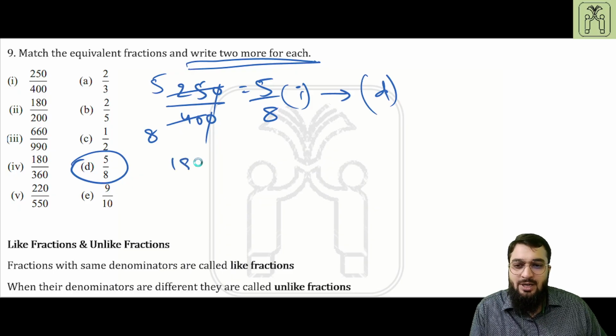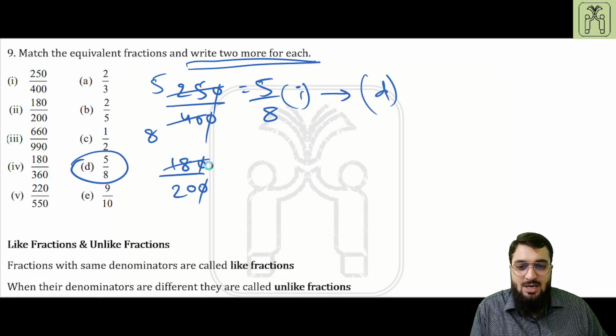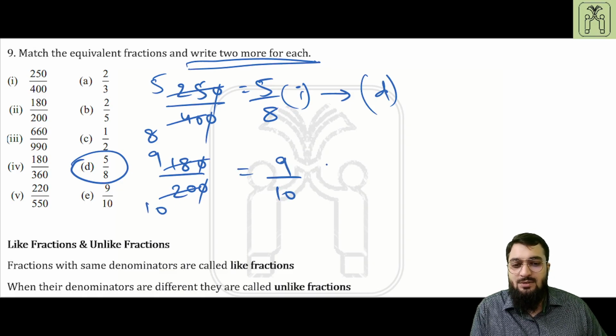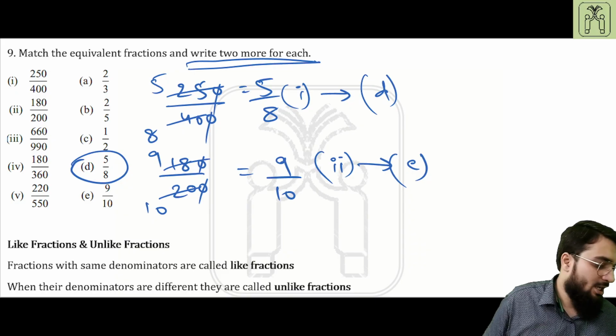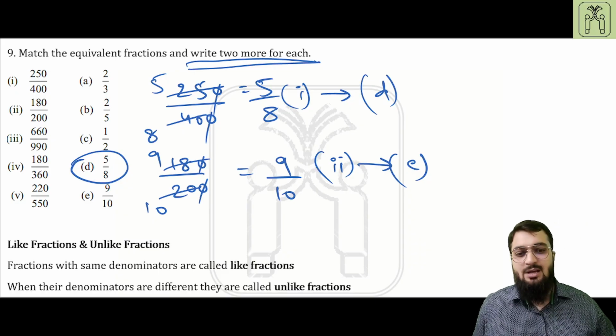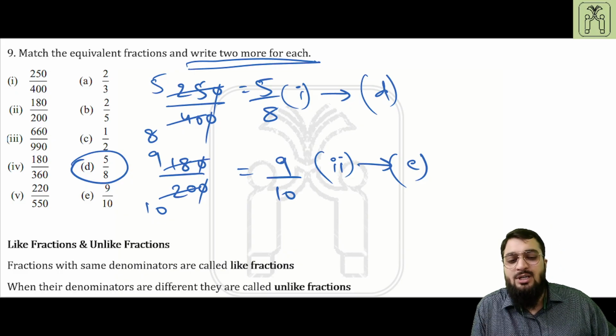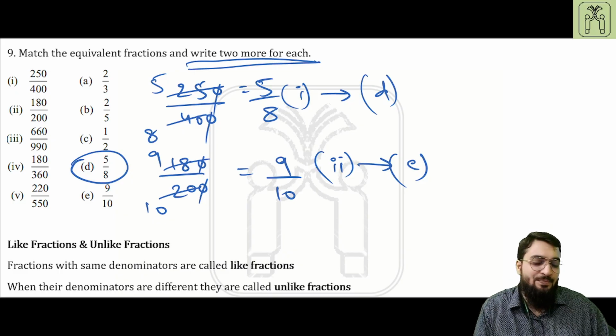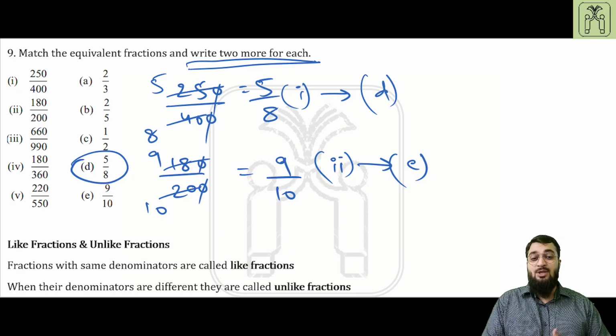Coming to the next, 180 upon 200, divide by 10, therefore 0 will get cancelled out, and now 2 nines are 18 and 2 tens are 20. This will give you 9 upon 10. So you can see that 2 is matching with part E, and therefore the equivalent fraction will be mentioned in this manner. Write two more for each, that can be done from your end, and that is very simple, that is not a big deal. So I hope that you have understood all the questions that have been explained to you, and you are watching our videos in totality without skipping any part, because concepts will get blurred if you skip the important part.